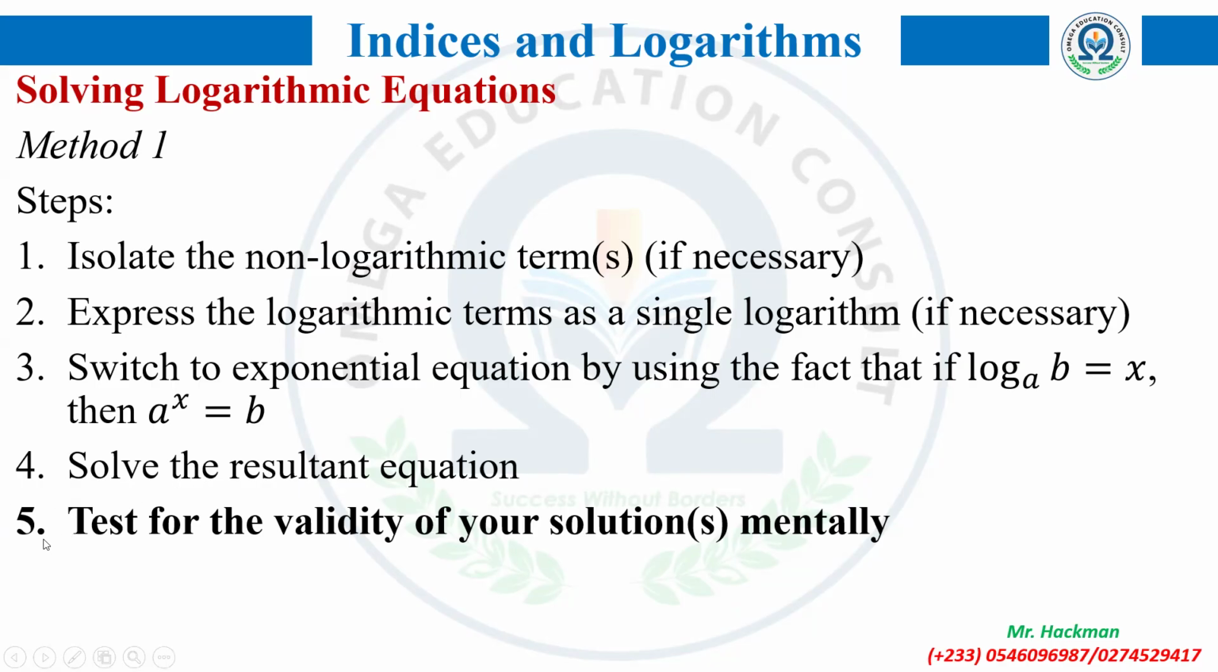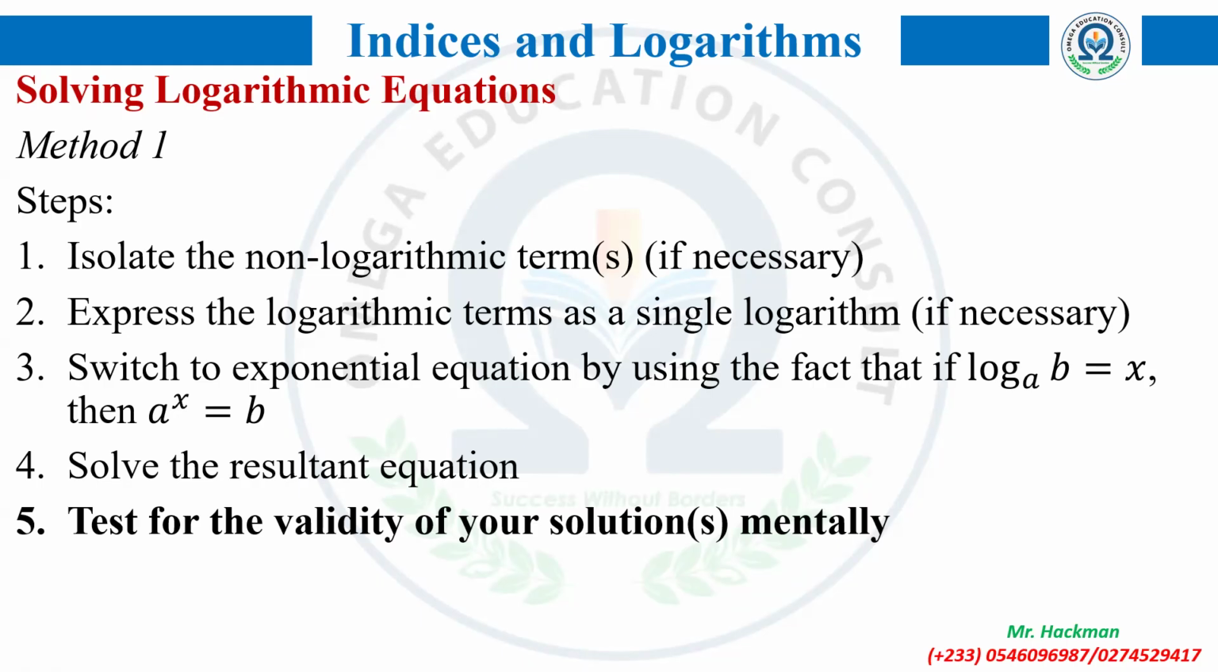And step five, which you can see is in bold: test for the validity of your solution or solutions mentally. Remember, when we were doing surd equations, after getting the value or values of your variable, you have to test before you draw your conclusion. Do you remember? In the same way, for log equations too, you have to test. However, the difference is that for surd equations you are supposed to show your testing, but for log equations you do your testing mentally and draw your conclusion. Is that clear?